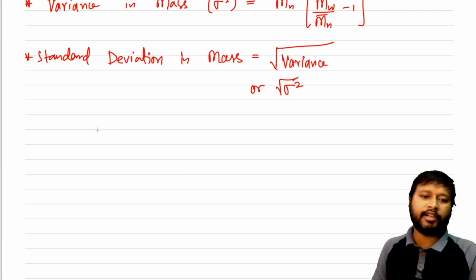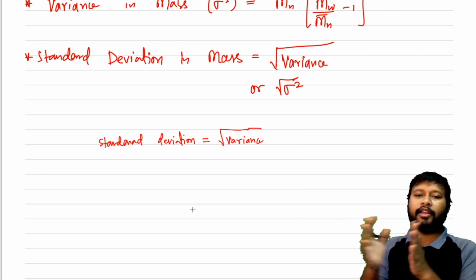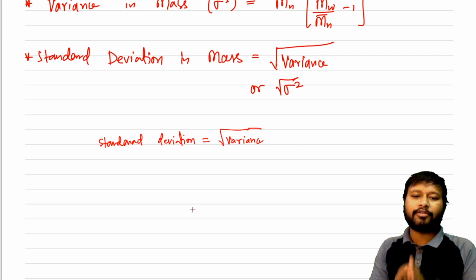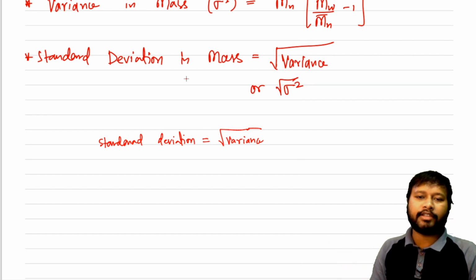Okay, if you have studied statistics, standard deviation is nothing but under root of variance. Standard deviation basically tells you how much you are varying from the mean value. Okay, that's what it tells you. So if you know the variance formula, you just take under root of that, and that is going to give you the standard deviation of the mass. Okay, standard deviation in the mass.